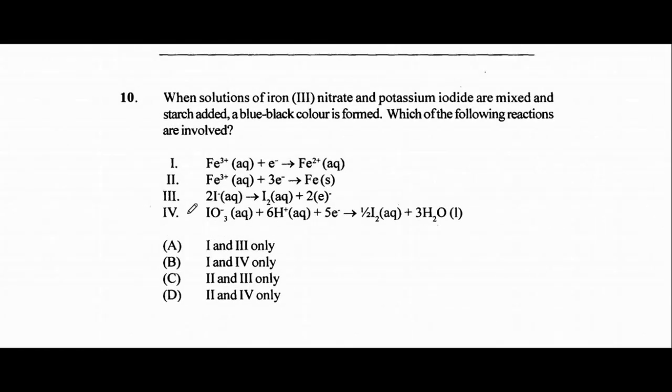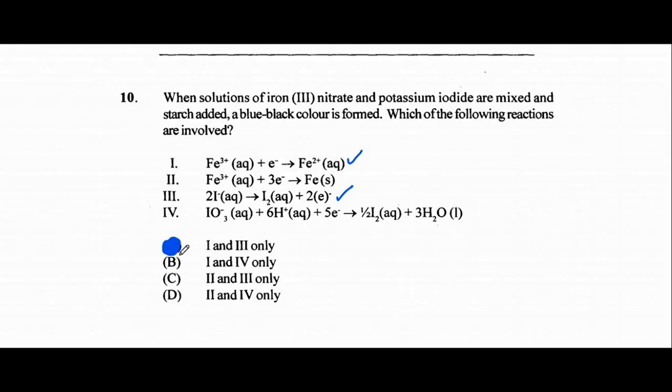When solutions of iron 3 nitrate and potassium iodide are mixed and starch added, a blue-black color is formed. Which of the following reactions are involved? No. This one, of course. So is it Fe? I don't know. It's not. It was not reduced to Fe solid. So this one. So 1 and 3, is that there? 10 is A. Yes. Great.